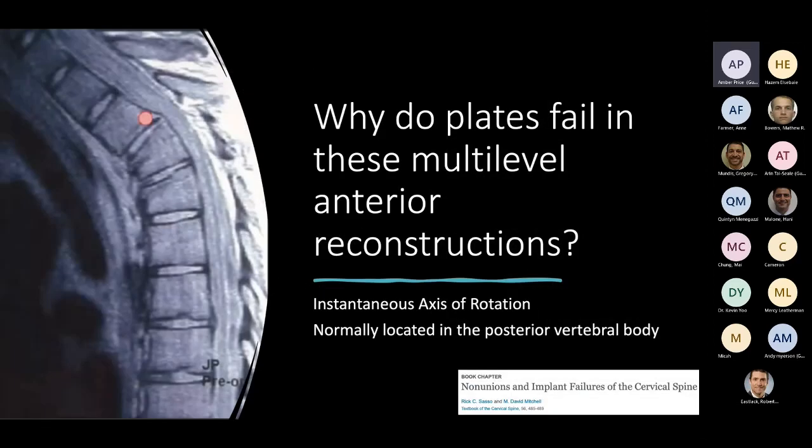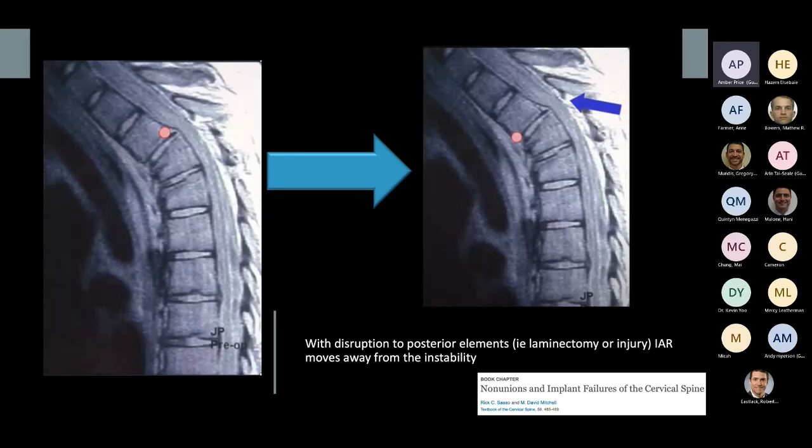So why do these plates fail in multi-level anterior reconstructions? It has to do with the instantaneous axis of rotation. It's normally located in the posterior vertebral body. But if you have an insult to either the anterior or posterior elements, the IAR will move away from the instability.